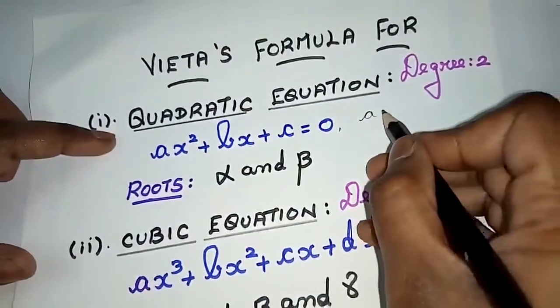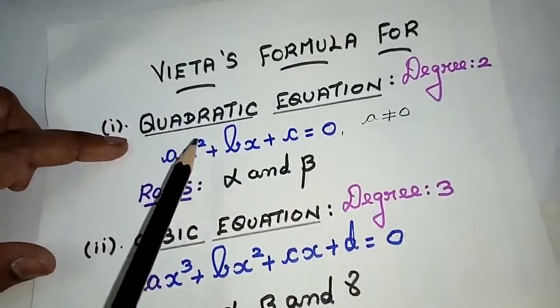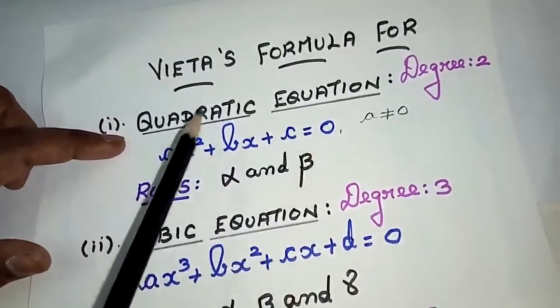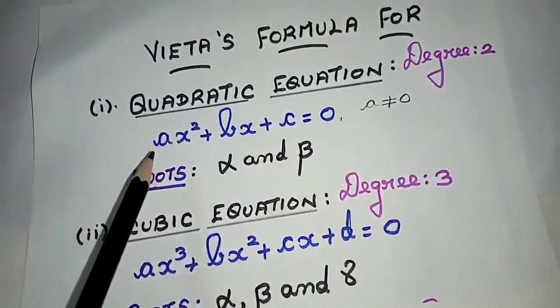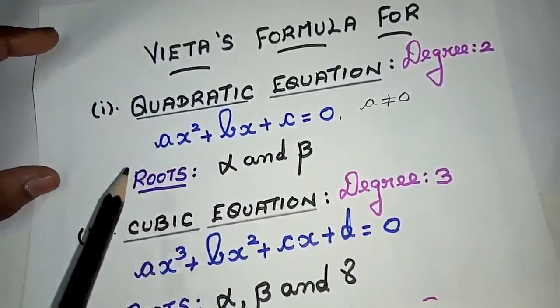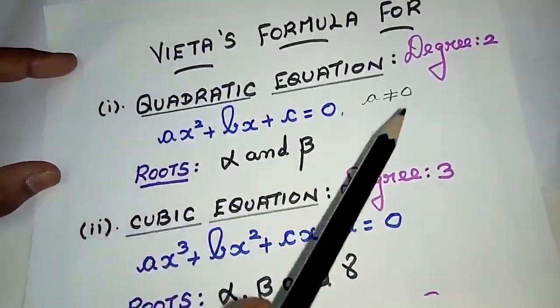This form of equation is called a quadratic equation, and here a should not be equal to 0. So x square, x, constant equal to 0, where a, b, c are called coefficients. It can be a positive, negative or a fractional value. So in a quadratic equation, the degree is 2.